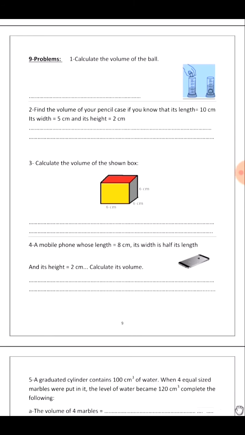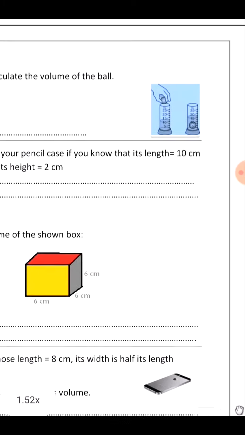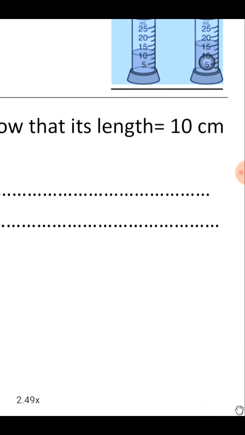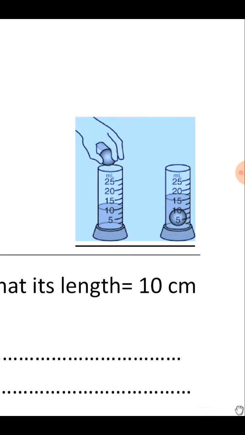Now, let's answer the problems. Number 1. Calculate the volume of the ball. Okay. Look at the picture. You can see two graduated cylinders. The graduated cylinder number 1 contains the water only, but the graduated cylinder number 2 contains the water and the ball. Now let's calculate the volume of the ball.